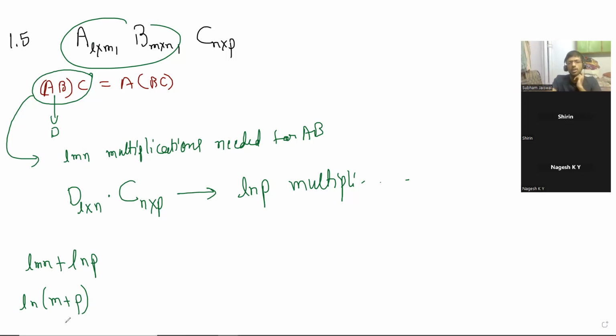Okay, so if you do it the other way, then how many multiplications will you take? You get MNP plus LMP. It is again the same thing: you first do BC, you get MNP, and you get a matrix of size MP, and you again do it. So this will be L plus N.